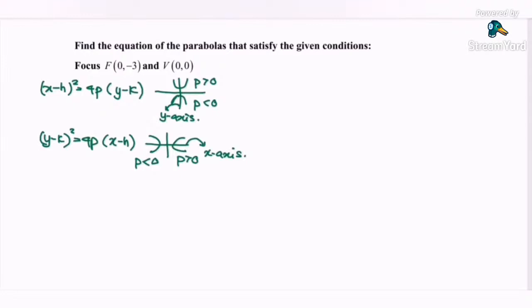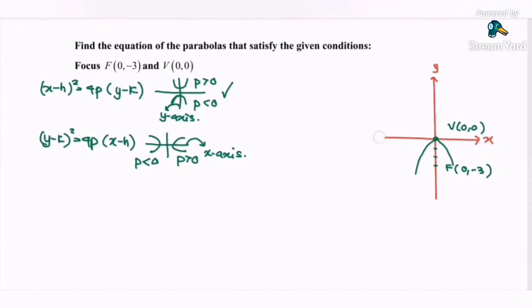Refer to the question with the given condition. Focus is (0, -3), and the vertex is (0, 0). So kindly refer to the graph. And here we have the vertex at the origin, (0, 0), and the focus is (0, -3): -1, -2, -3. So here we have the focus. So very obvious, the symmetric axis is the y-axis. So here will be our situation. And I believe that it will open downwards. So it means that the value p would be less than 0.